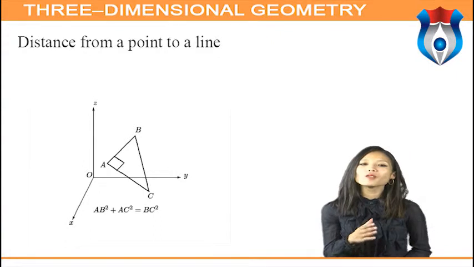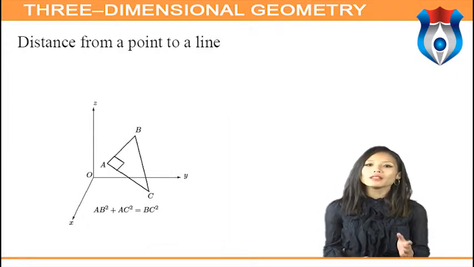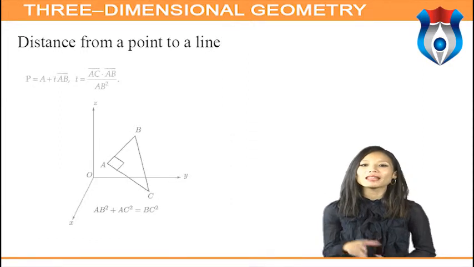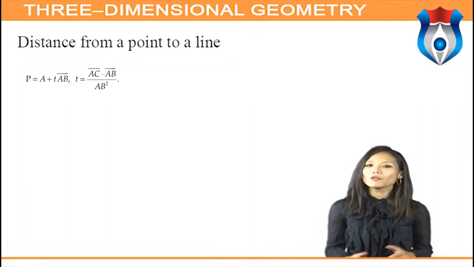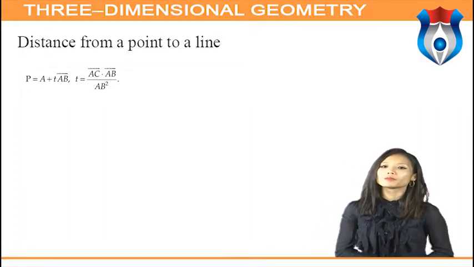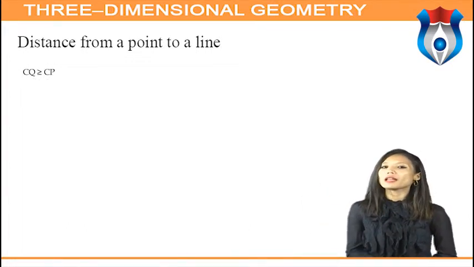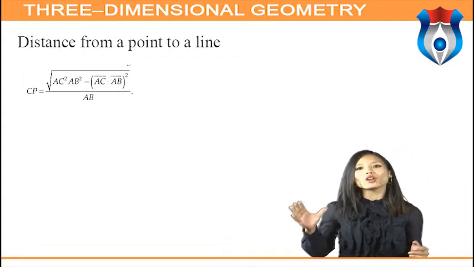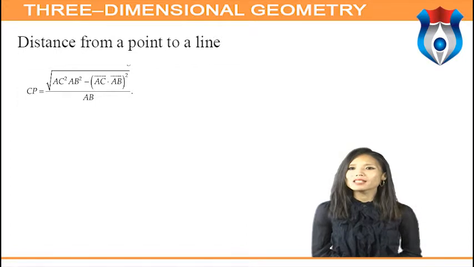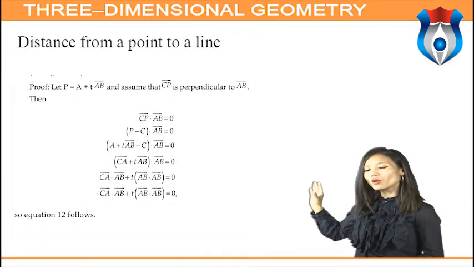Theorem 2. Distance from a point to a line. If C is a point and L is a line through A and B, then there is exactly one point P on L such that CP is perpendicular to AB. For the further formula, you may see on the screen. Moreover, if Q is any point on L, then CQ is greater than or equal to CP and hence P is the point on L closer to C. The shortest distance CP is given as shown on the screen. Hence the proof of this theorem is as shown on the screen.